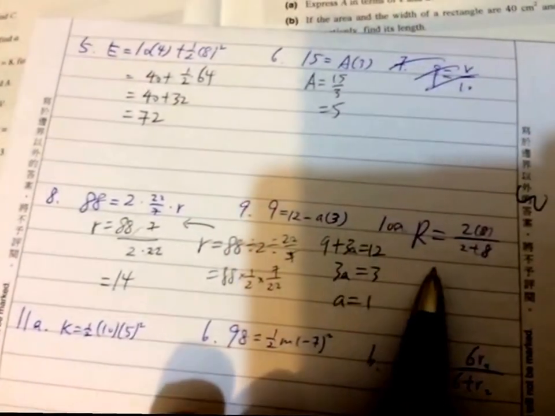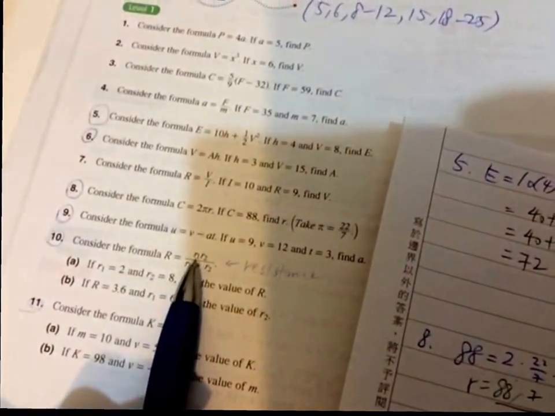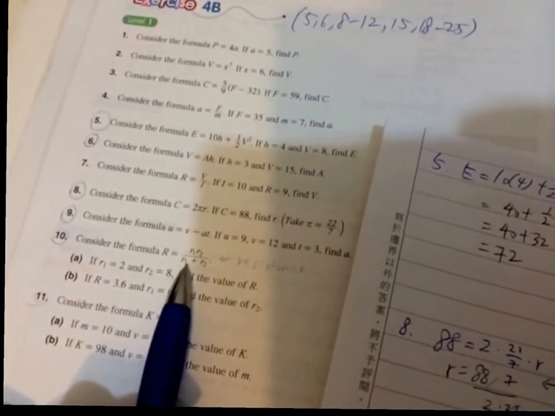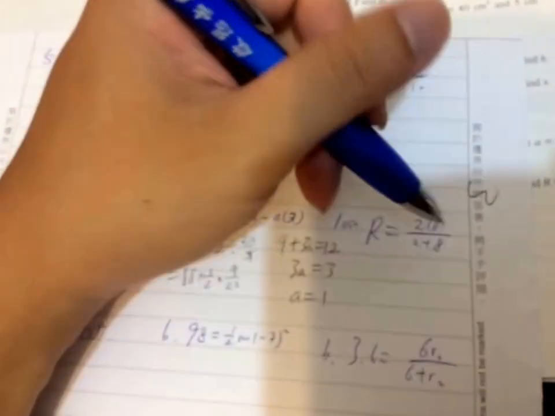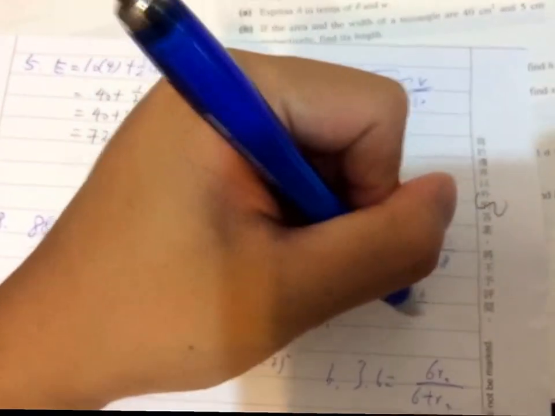Okay. Number 10. R is equal to 2 times a over 2 plus a. This is 10a. R times a, 2 times a over 2 plus 8. 2 times 8 is 16. 16 over 10. So it's 8 over 5.